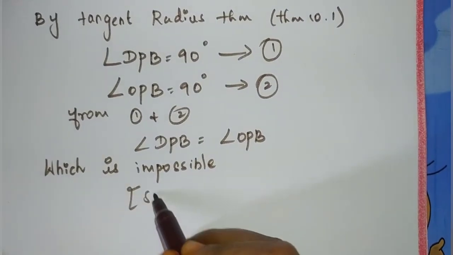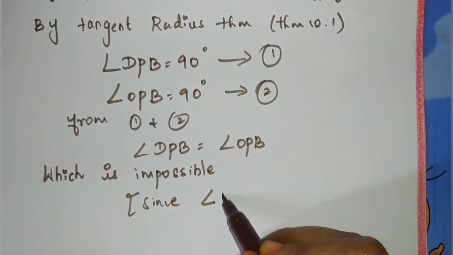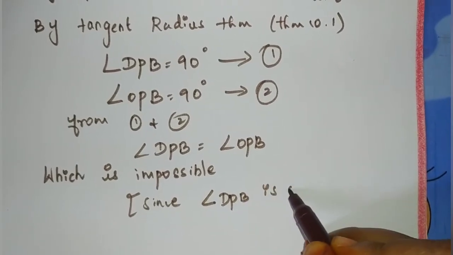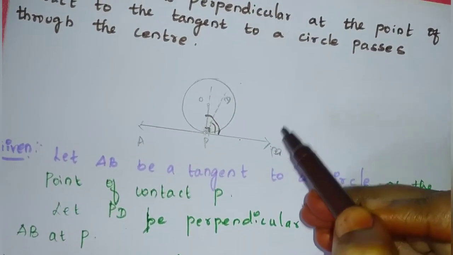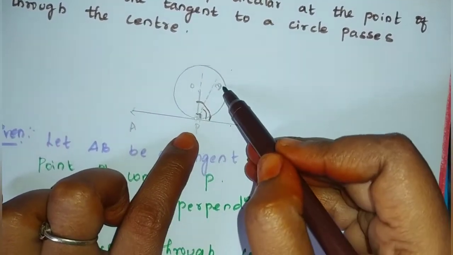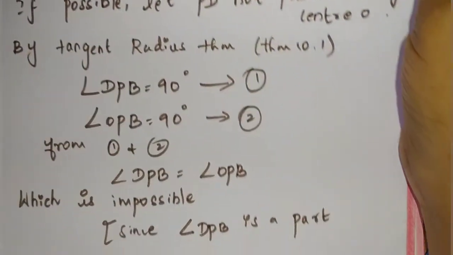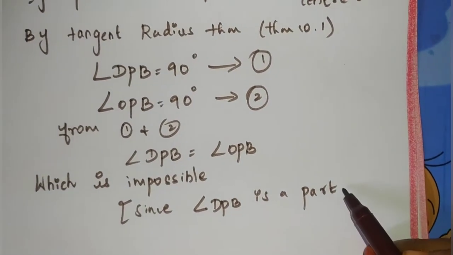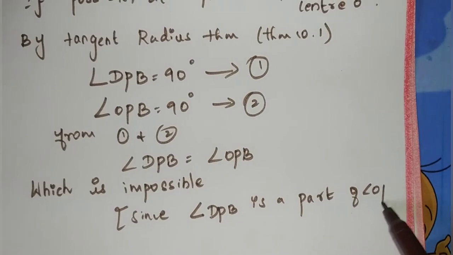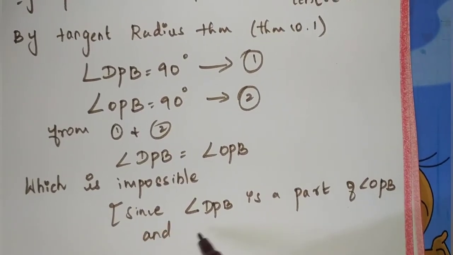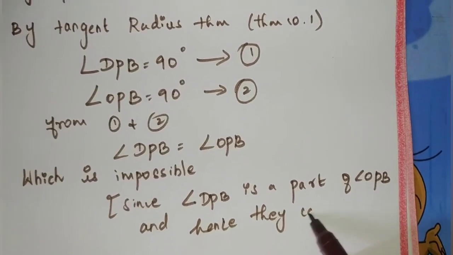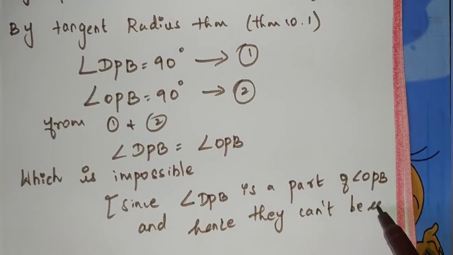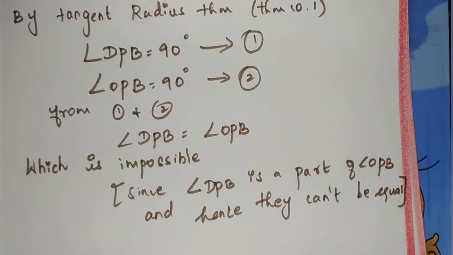Why is it impossible? Since angle DPB is a part of OPB. In the full angle OPB, DPB is only one part. It is a part of angle OPB, and hence they cannot be equal. Clear, children? They can't be equal.